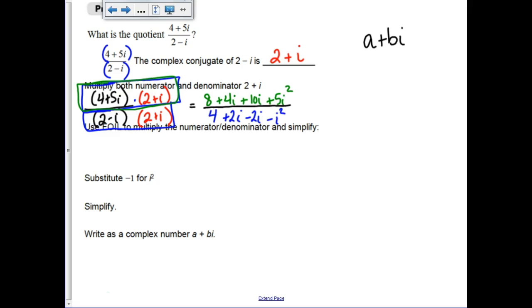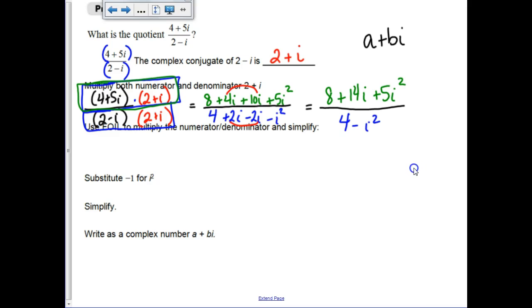So start up in the numerator with me, guys. Are there any pieces of the numerator that would combine together? The 4i and the 10i in the middle? So let's rewrite that numerator as 8 plus 14i. Go ahead and keep it as plus 5i squared for now. All over. What happens in the denominator for those like terms right here? They're just going to cancel out. So my denominator is still a 4 and then a minus i squared.